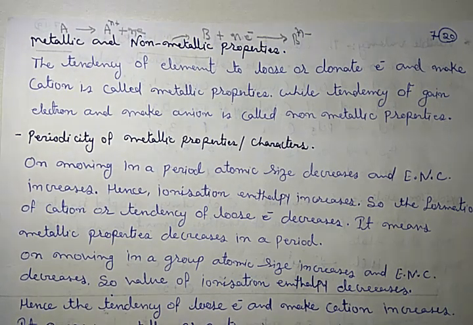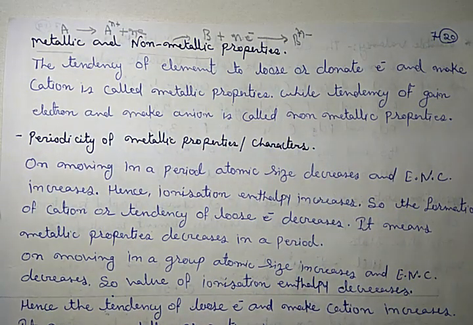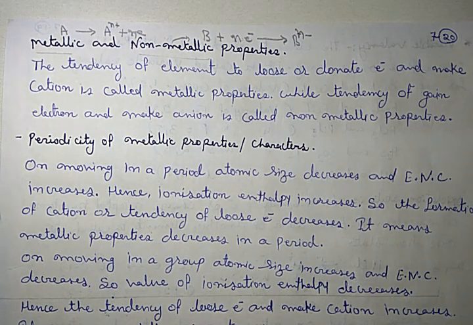I am repeating again: the tendency of an element to lose electrons and make cations is called metallic property, and such elements are called metals, while the tendency to gain electrons and make anions is called non-metallic properties. Got it?